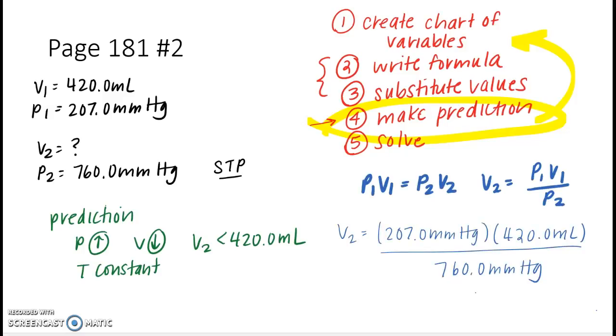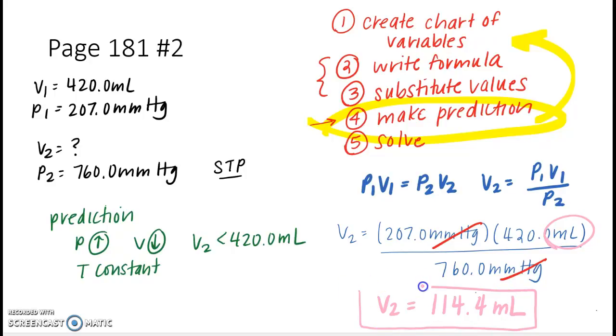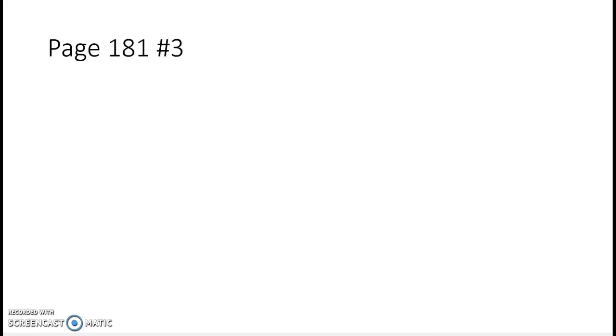This is how you should have set it up. Millimeters of mercury are going to cancel out. Plug into your calculator, 4 sig figs. The units that are left over that don't cancel are milliliters, so that's the units of your answer. I get my volume to be 114.4 milliliters, which is less than 420. I'm good to go. Okay, pause this again. You try number 3.